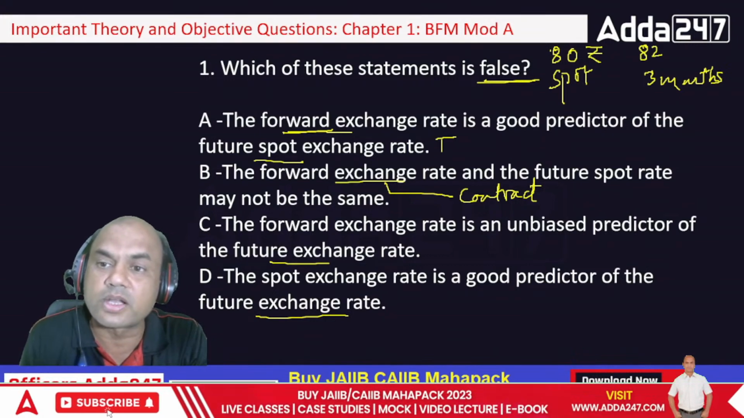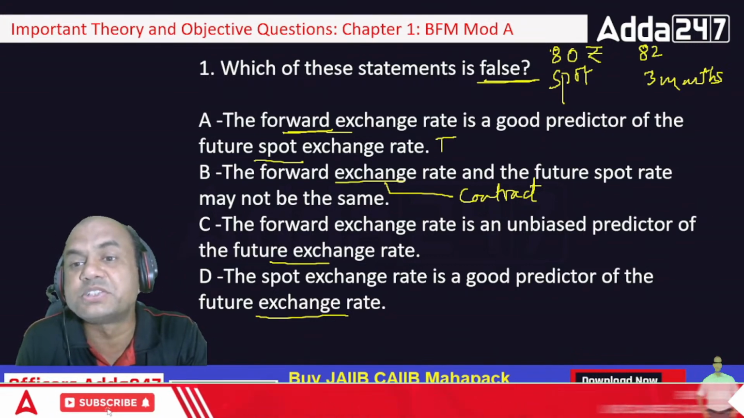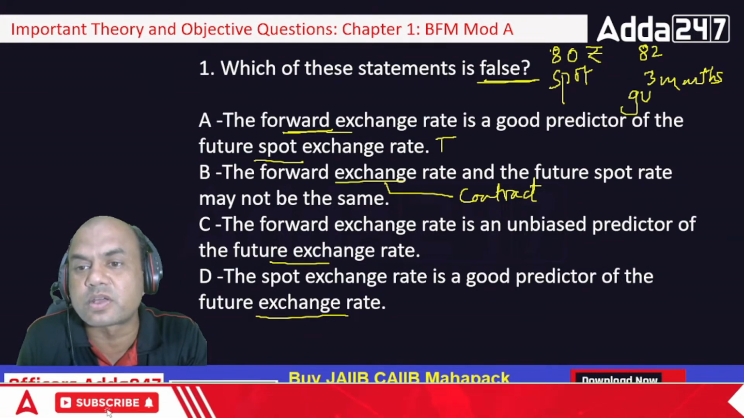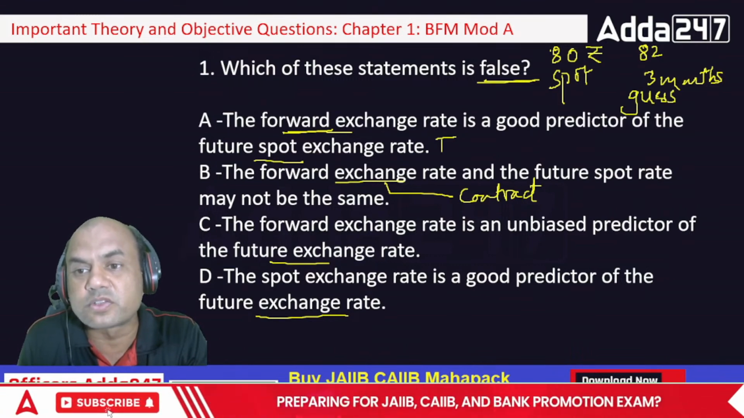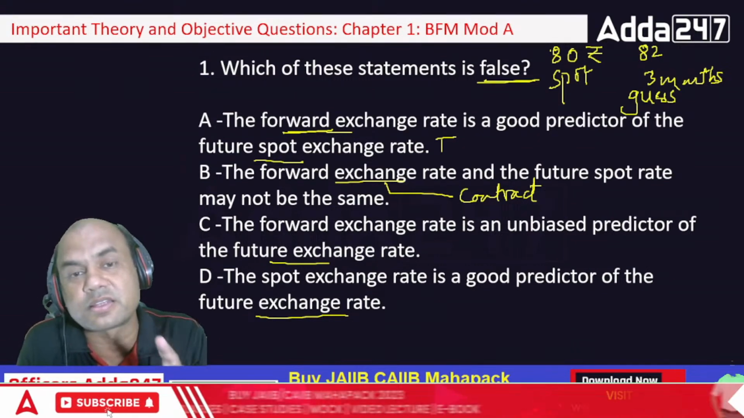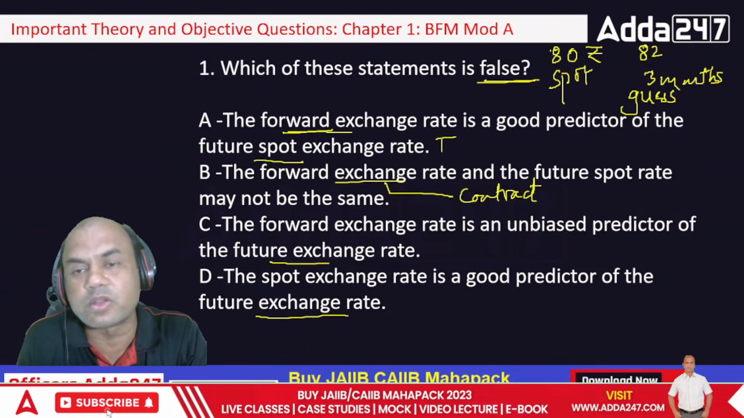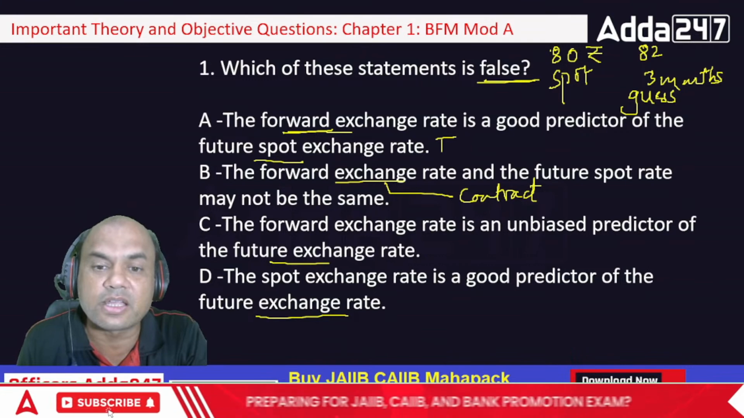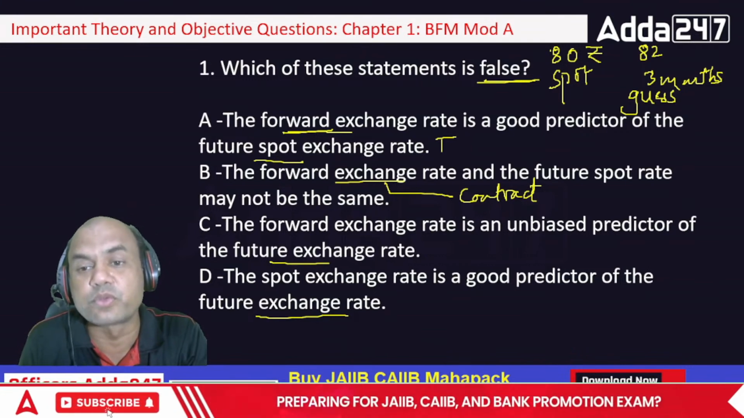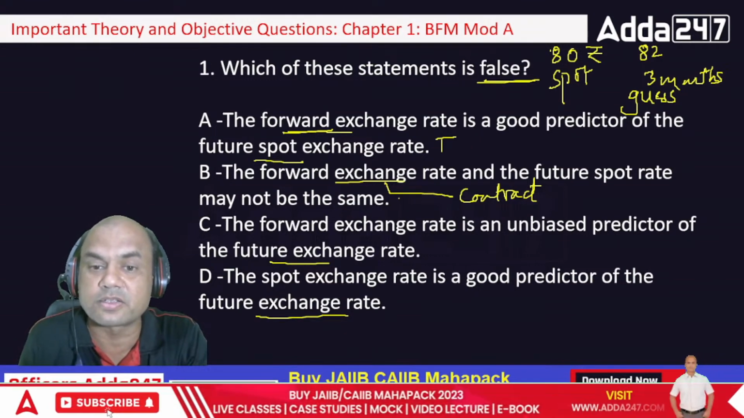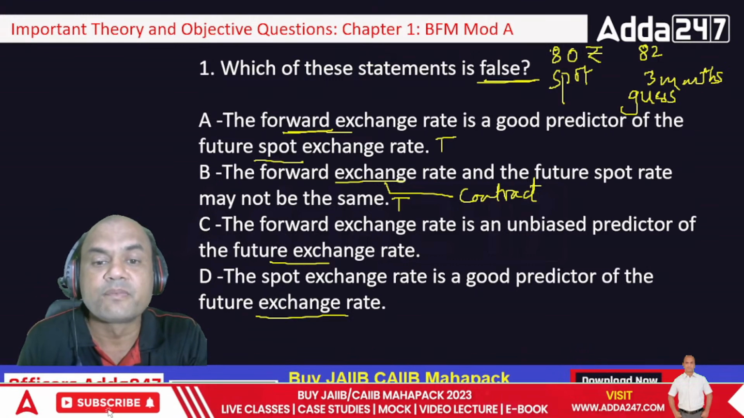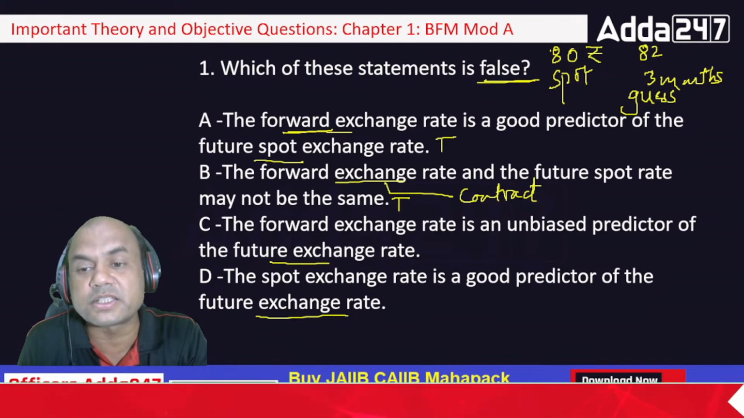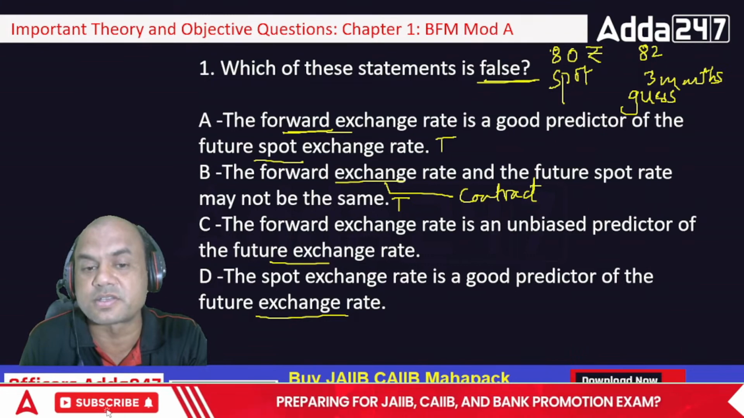What does it mean? I am assuming, I am guessing, this is guesswork. So this is a forward rate, and actually when the 3 months come, the rate may not be 82 at all. The rate may be 80 again. The rate may be 79. So forward exchange rate and a future spot rate may not be the same. That is also true.